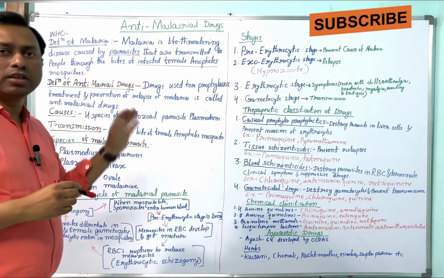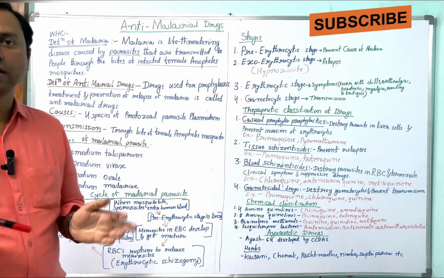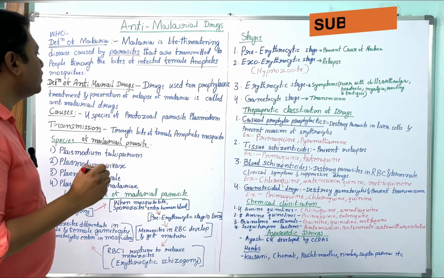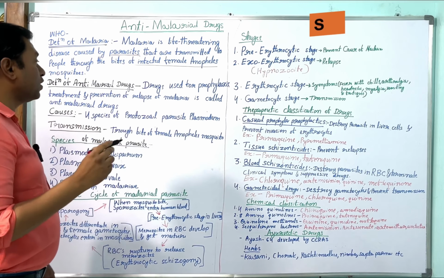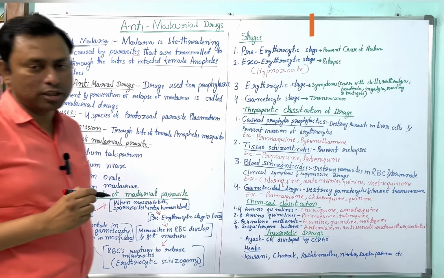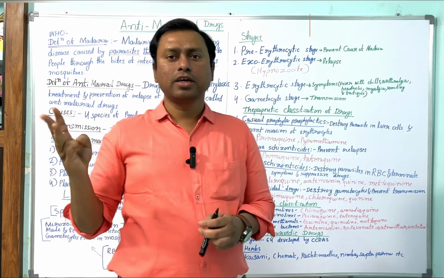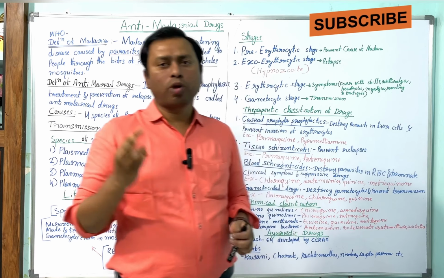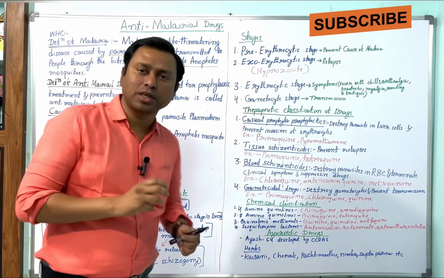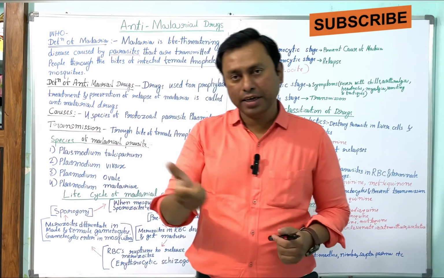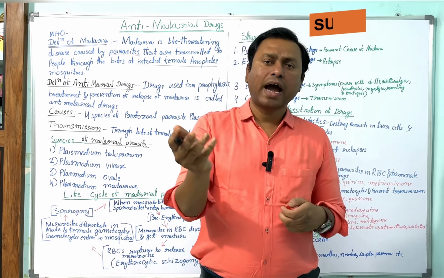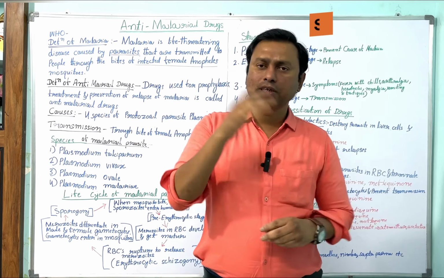First of all, the definition of anti-malarial drugs. The drugs used for the prophylaxis, treatment and prevention of relapse of malaria are called anti-malarial drugs. It means drugs are given for three things. First, prophylaxis, that is preventing malaria. Second, treatment, if symptoms arise. The third is relapse: after a dormancy period, the malarial parasite becomes active again, relapsing again and again.